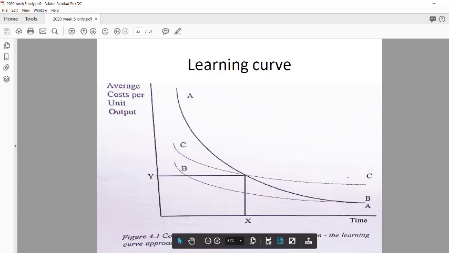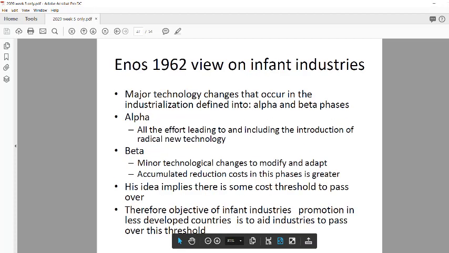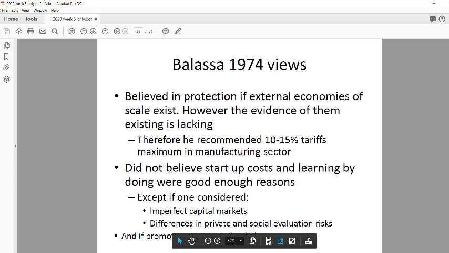Okay, so those are the two definitions. What is Balassa's view? Balassa is of the view that no matter what, we should never ever have any form of protectionism. He's not a believer of protecting industry. He says, okay, he does have some exceptions to this, and he says if there's external economies of scale, then we might be pro assisting.